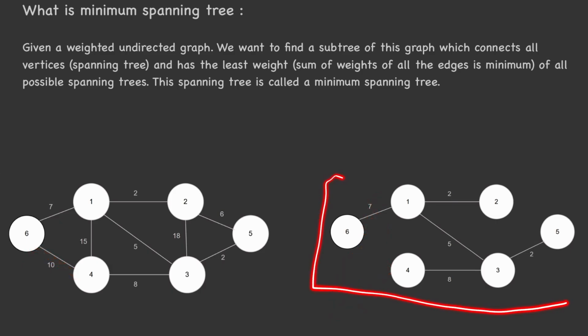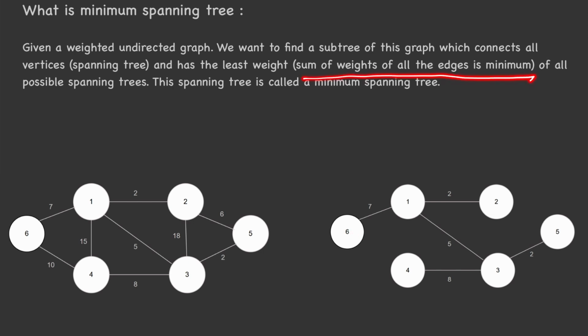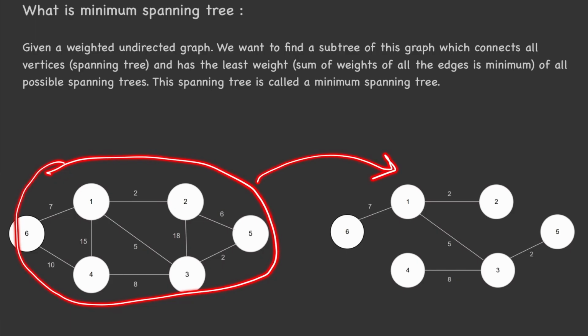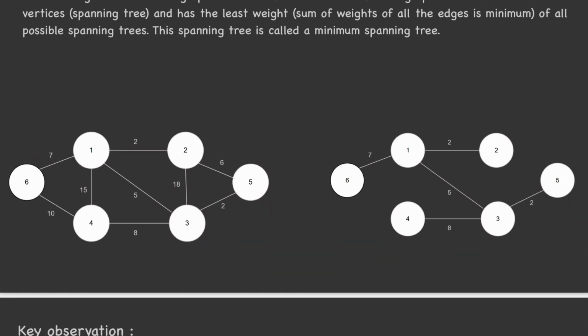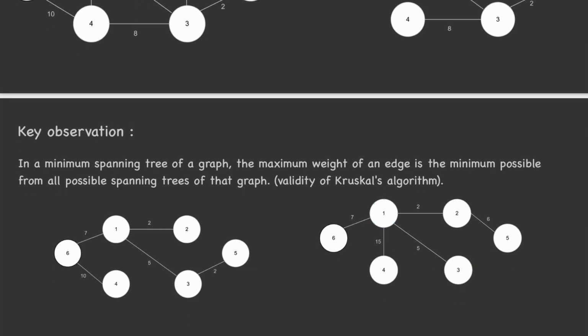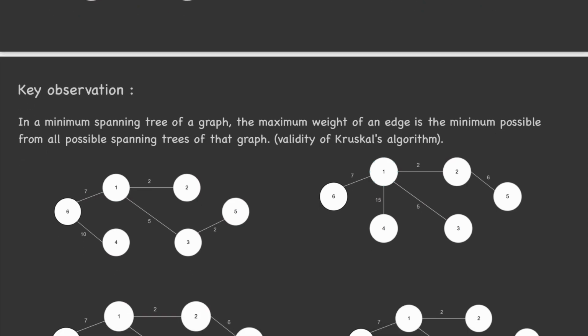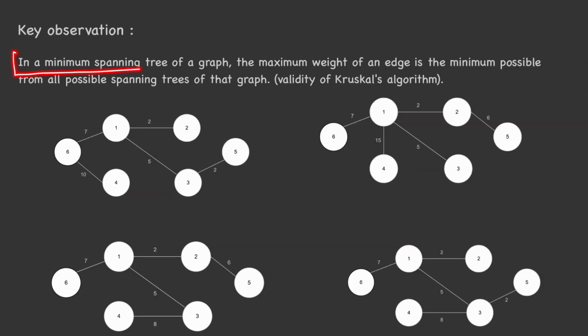So if you look at this carefully, all the vertices are connected and sum of the weight of all the edges is minimum. So on the left hand side we have a weighted undirected graph, and on the right hand side we have a minimum spanning tree. I hope this is clear. We will look at Kruskal's algorithm to create this minimum spanning tree. So the key observation regarding this minimum spanning tree that I want to highlight is this. There are various observations actually. This is the most important one. First, try to understand this portion.